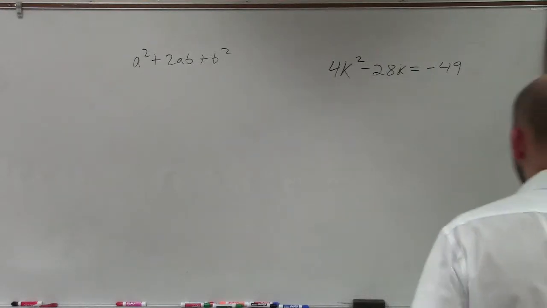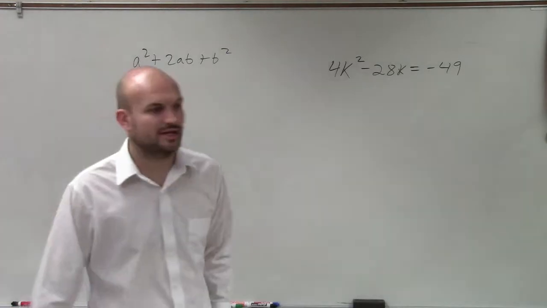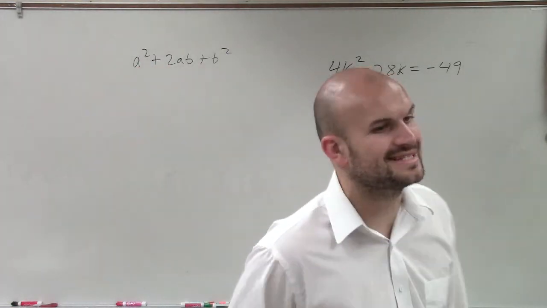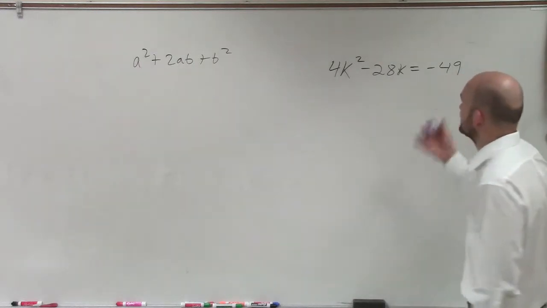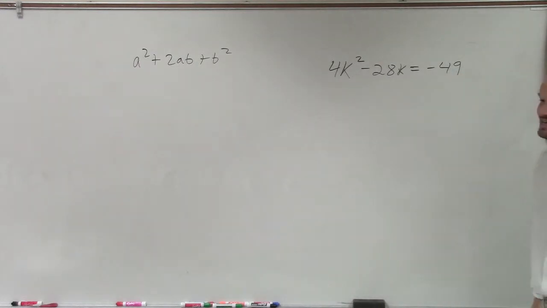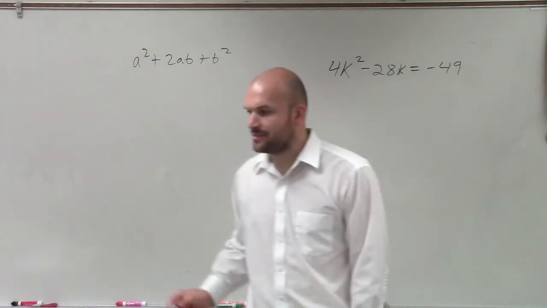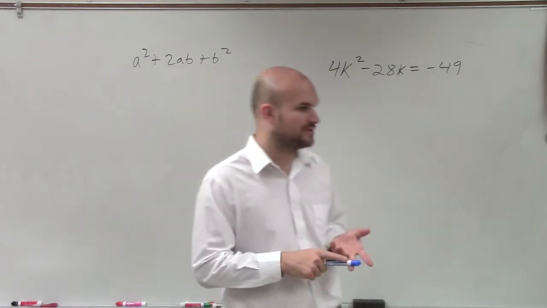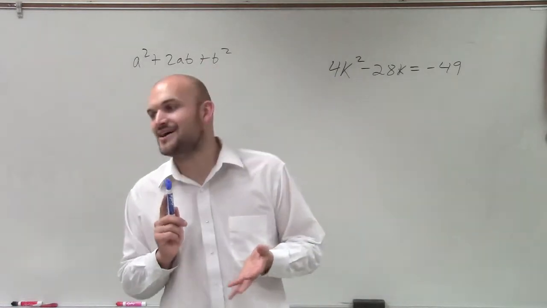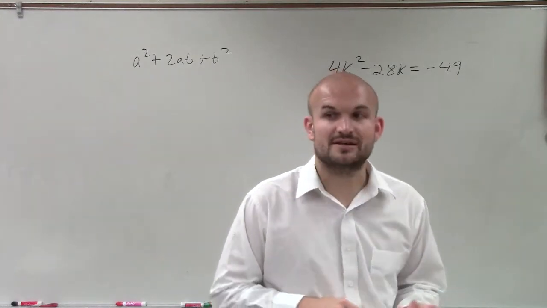Alright, so on a problem like this, we're going to be looking into what we call special factoring techniques. For this problem, you can see I have 4k squared minus 28k equals negative 49. When looking at a problem like this, we've talked about basic factoring, factoring by grouping, factoring when a was greater than 1, and we also talked about factoring with difference of two squares.